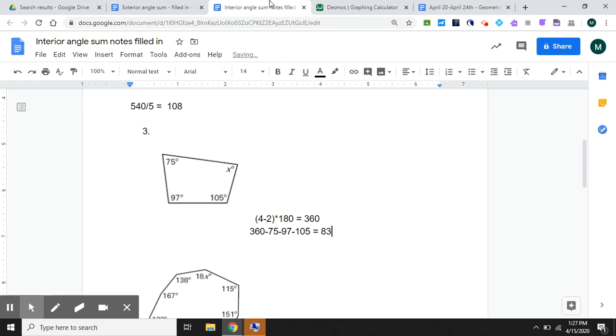So when I'm looking for a missing angle, as long as I know what all the angles are supposed to add up to, I can add them all up and subtract from what the total should be, or just take your total and subtract off the angles that you're given.